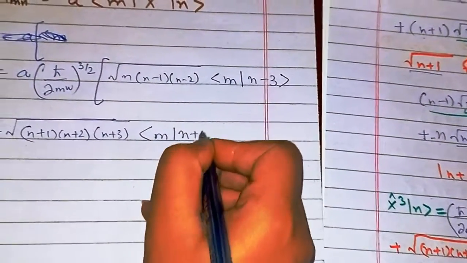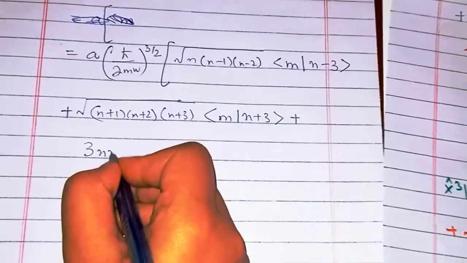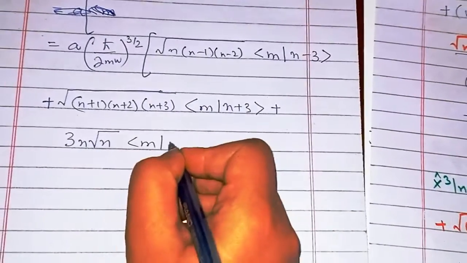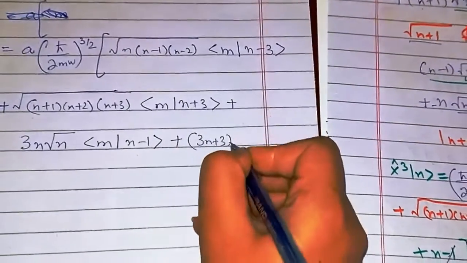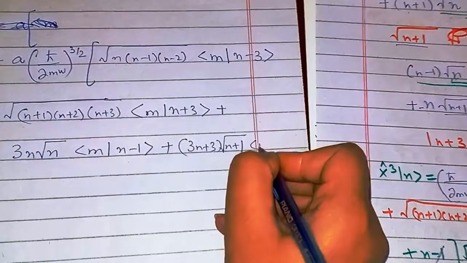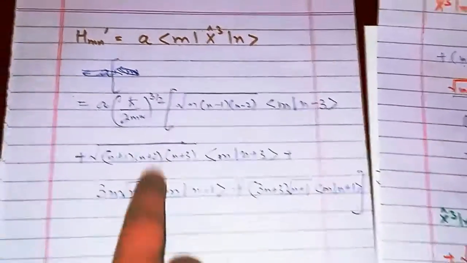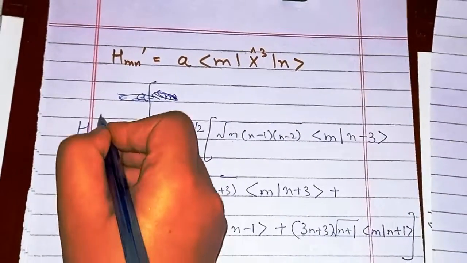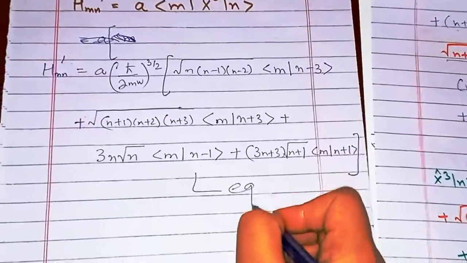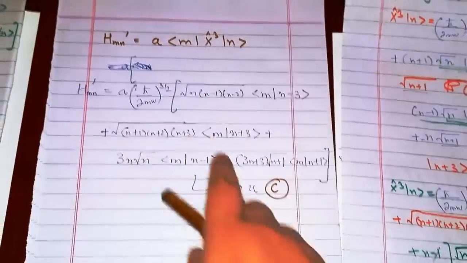Here again we'll write the bra vector first, then n plus 3 as the ket vector, plus 3n under root n, bra vector first, then n minus 1, plus 3n plus 3 under root n plus 1, bra vector first, and then n plus 1. And we have this closed bracket, and in that way we have calculated H'mn. Let me call it equation number C. So we have calculated this Hamiltonian.